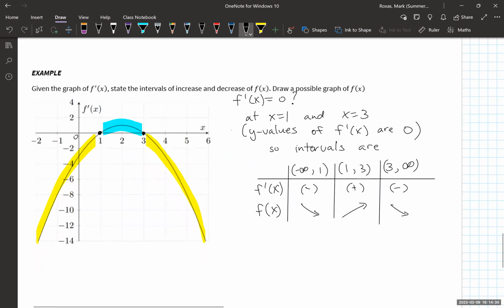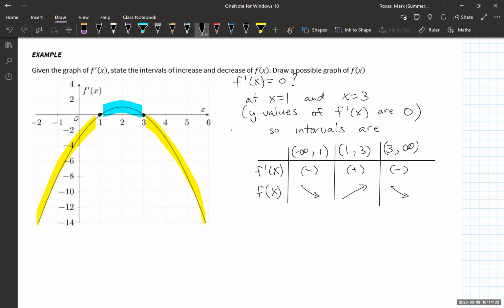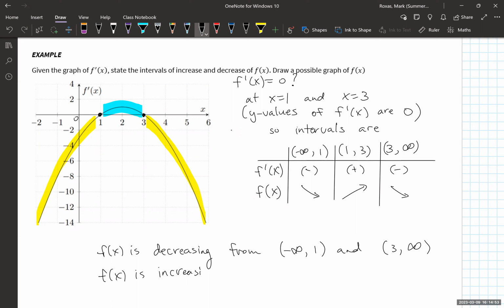Okay, so I can say here, f of x is decreasing from negative infinity to 1 and 3 to infinity. And f of x is increasing from 1 to 3.